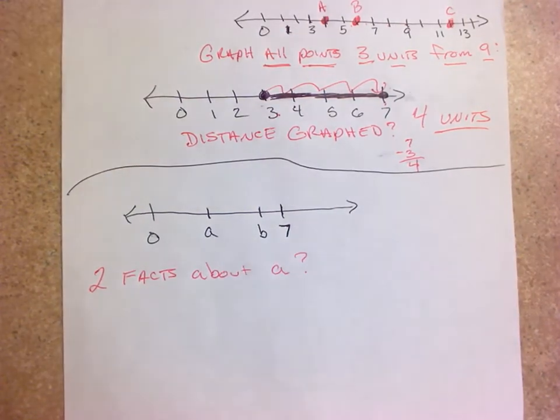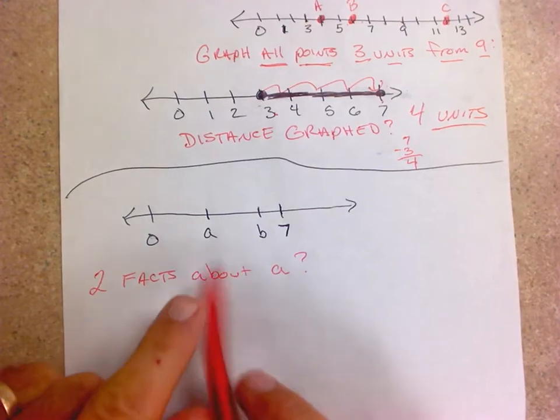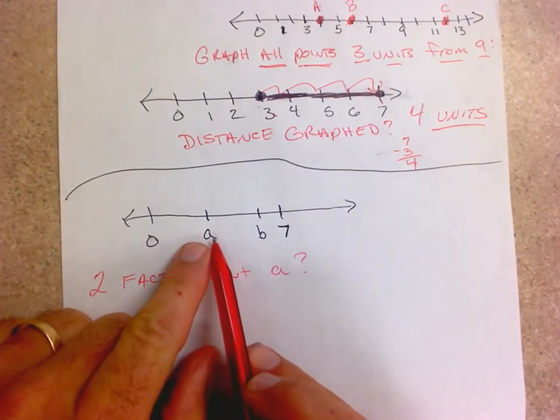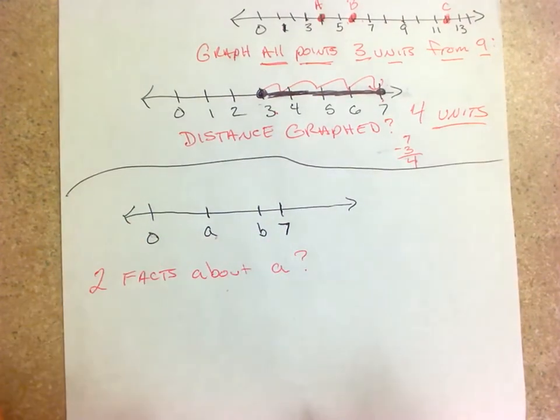All right, what's two things you can tell me about point A? And I'm not looking for "A is a letter." I'm not looking for "A is lowercase." I mean, those are true statements. But what are two things you can tell me about A based on where it is on this number line?